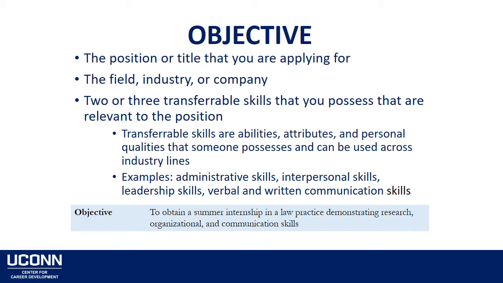Objective statements contain 3 parts. They list the position or title you are applying for, they include the field, industry, or company, and they list 2 to 3 transferable skills that you possess that are relevant to the position. These skills can generally be found in the position's description.